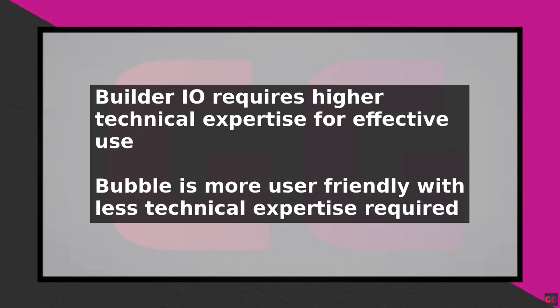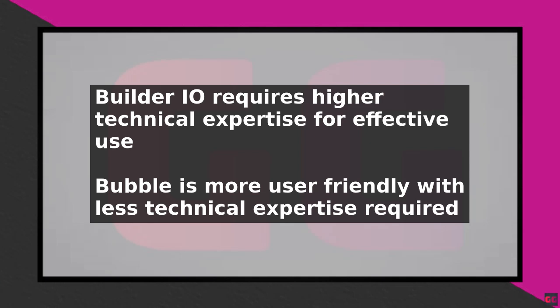Another key factor to consider is the level of technical expertise required. Both Builder.io and Bubble are no-code platforms, but Builder.io requires a higher degree of technical expertise to use effectively. Bubble, on the other hand, is more user-friendly and requires less technical expertise.